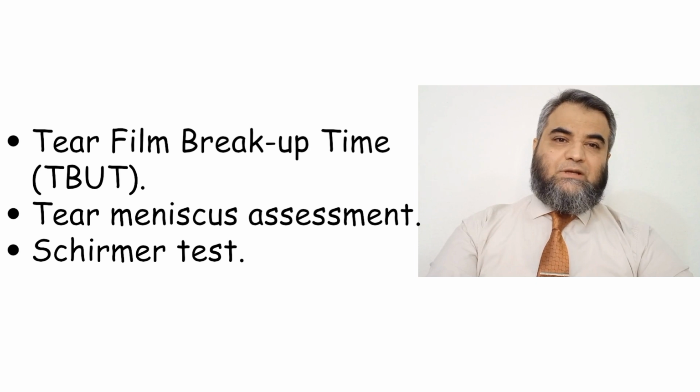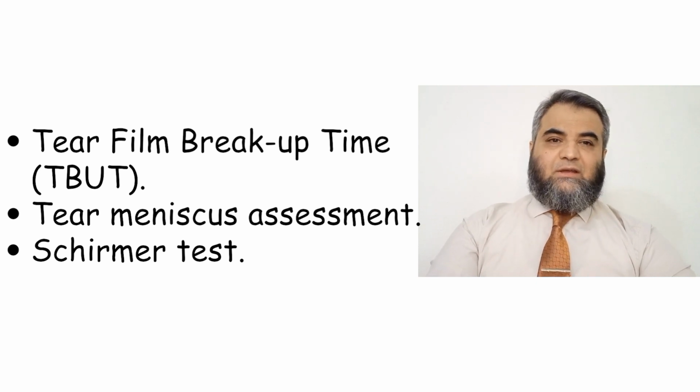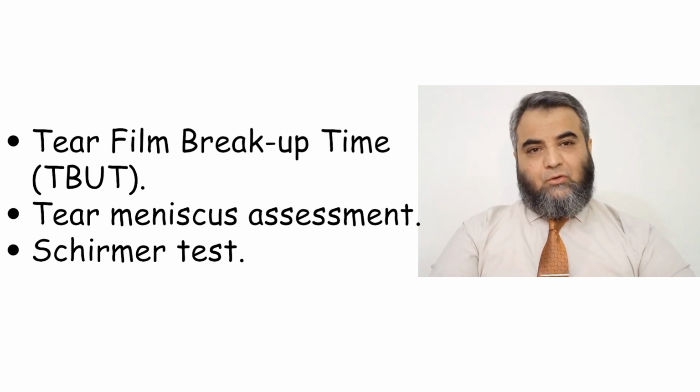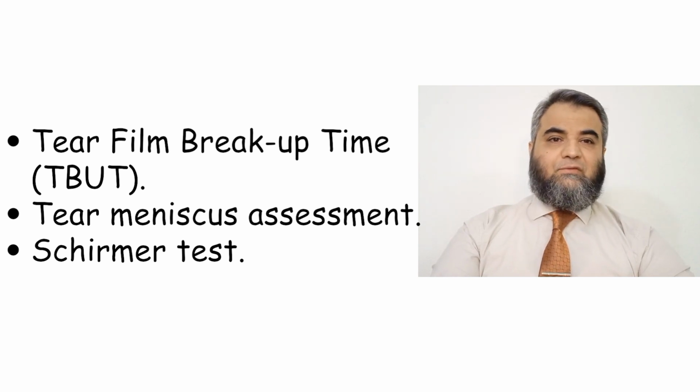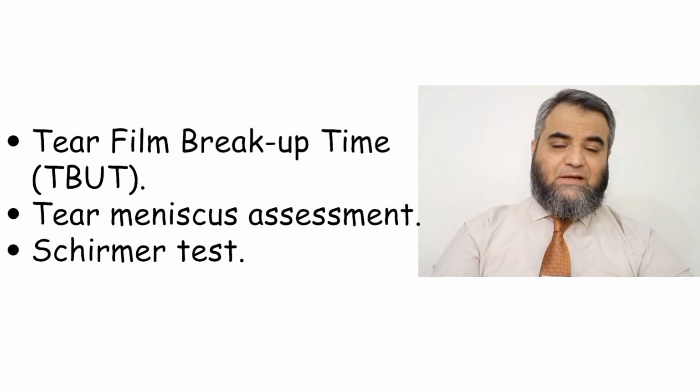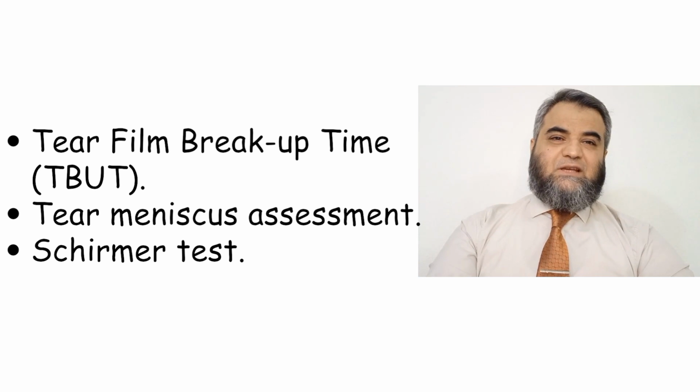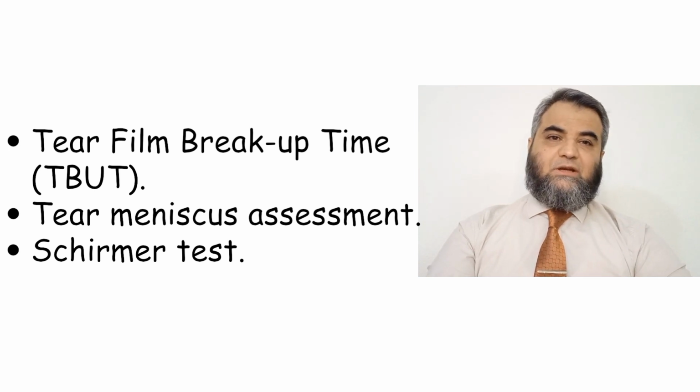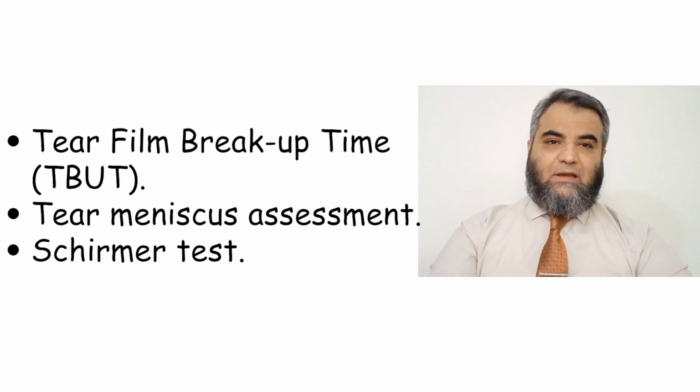And there is also one test which is called Schirmer test. The strip is put into the inferior fornix of the eye, and after 5 minutes the readings are done with anesthesia and without anesthesia to measure basic and reflex measurements. This test basically gives us an idea about the aqueous deficiency, that is the part produced by the lacrimal gland.